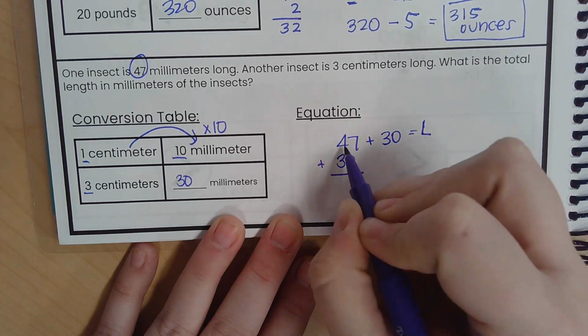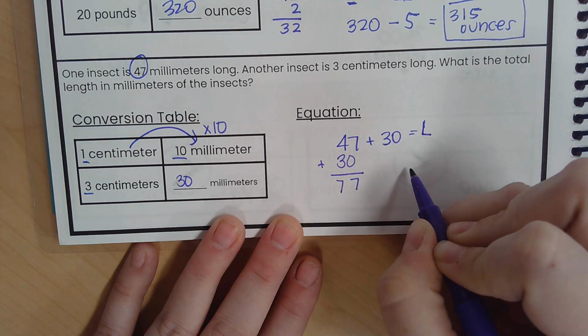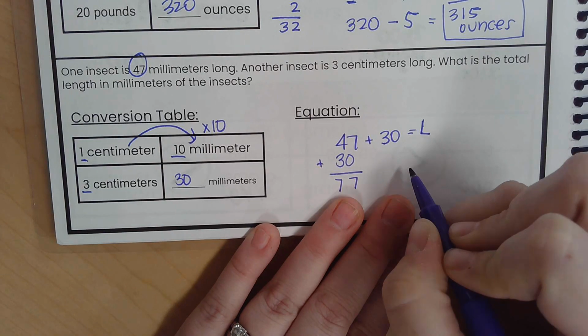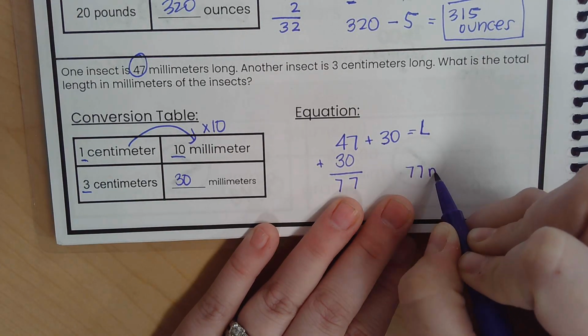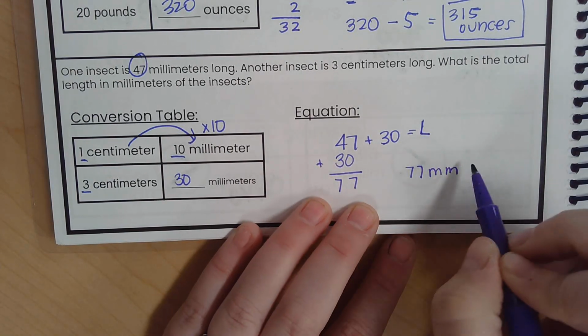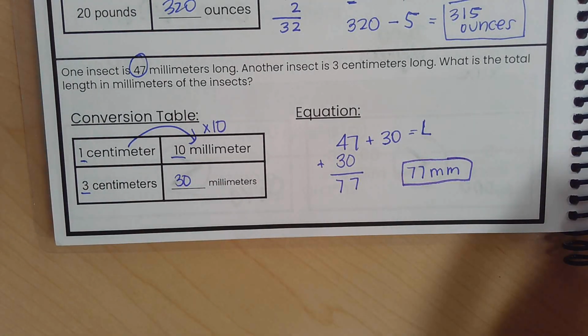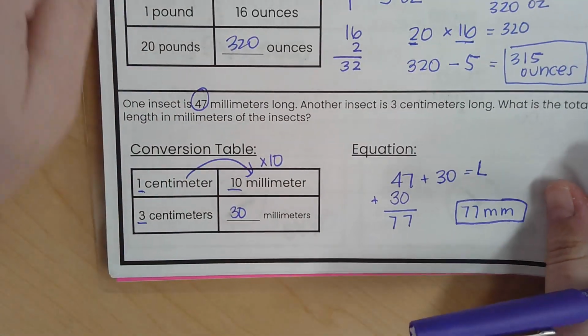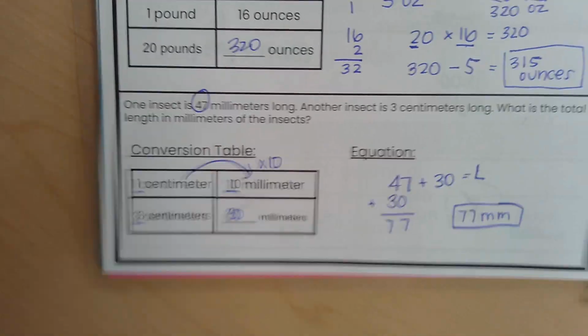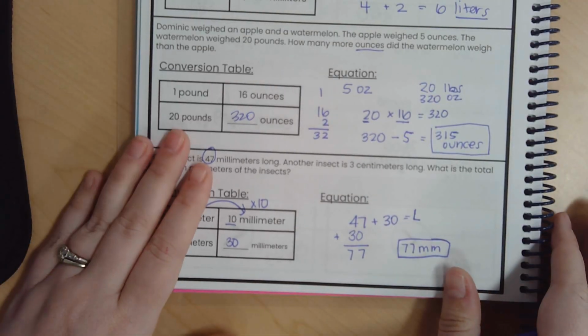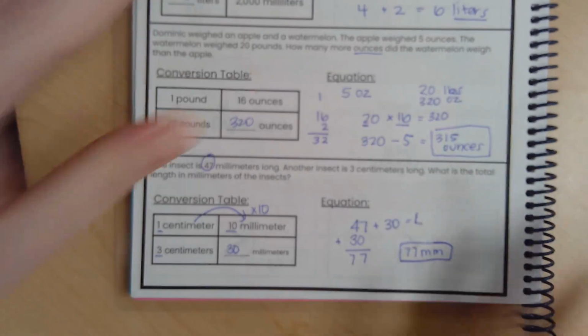7 plus 0 is 7. 4 plus 3 is 7. So our total is 77, and then you could just do M for millimeters. So I'm putting boxes around our answers because we have a lot of work on this one, okay? All right, so on these ones, it's been really great because it's had the chart, but now you've got to work on using, let me see, is that clear for you?